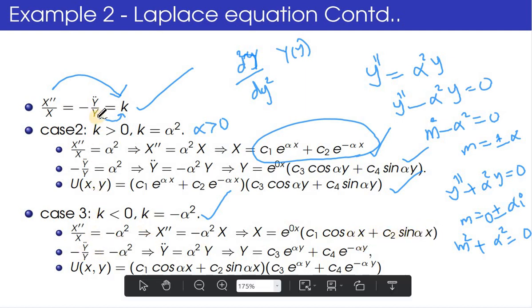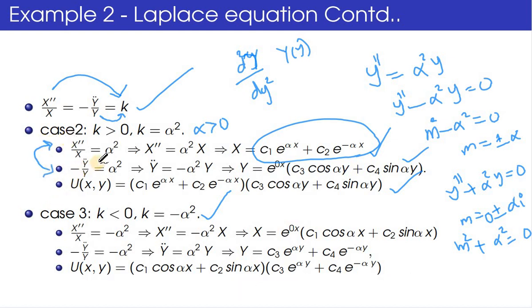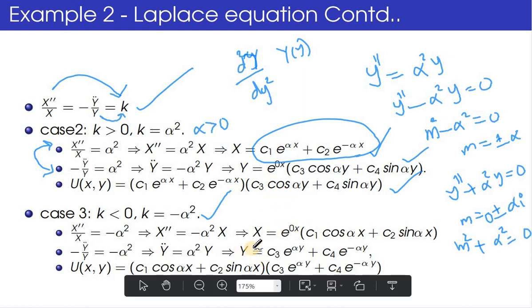And the other case, that is the second equation, gives you minus Y double dot by Y equal to minus alpha square. That implies Y double dot is equal to alpha square Y. So m is going to have positive roots, real distinct roots. And you'll have Y equal to c3 into e raised to alpha y plus c4 into e raised to minus alpha y. Actually, these two cases will be interchanged in case 3, because in one case it is positive and in the other case it is negative.